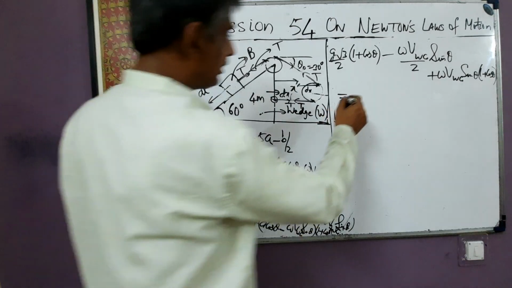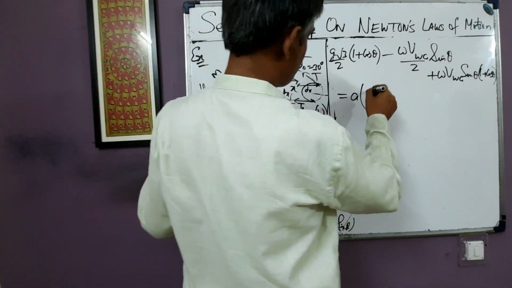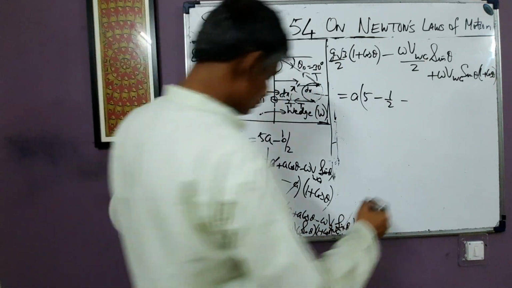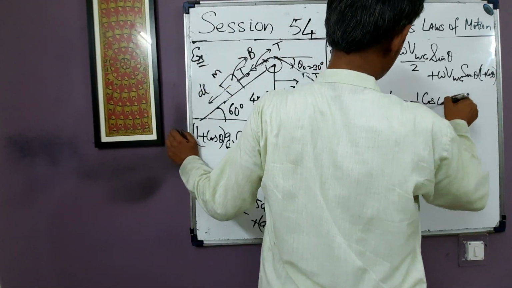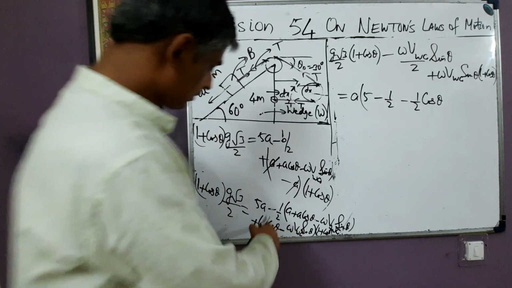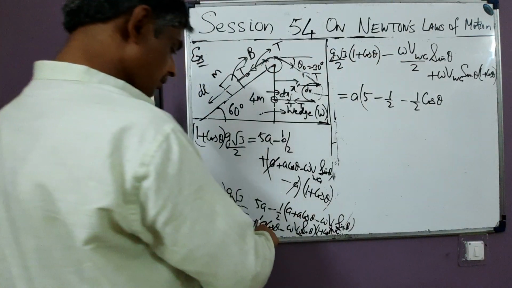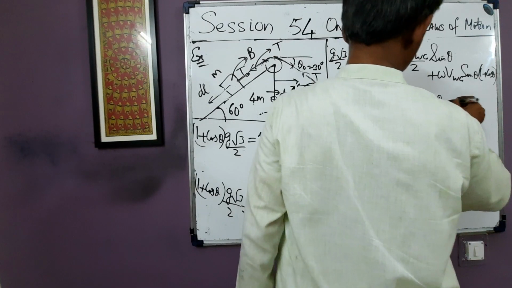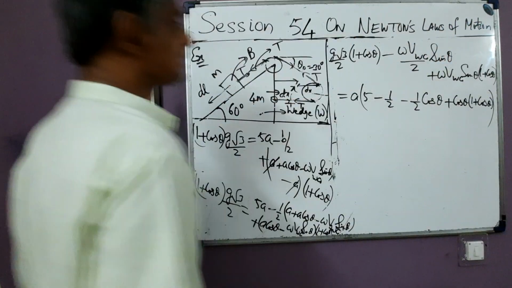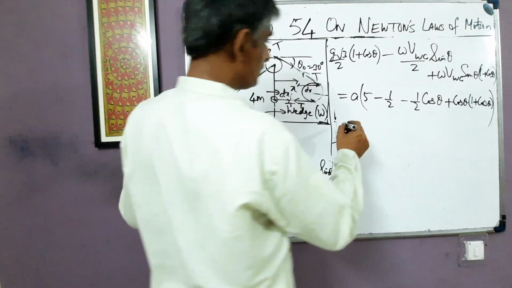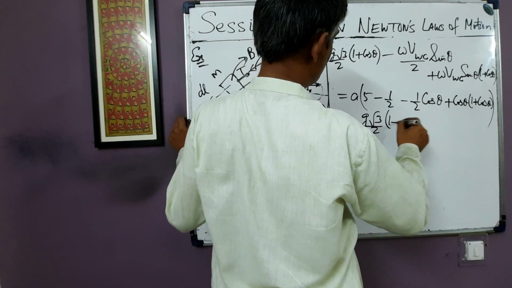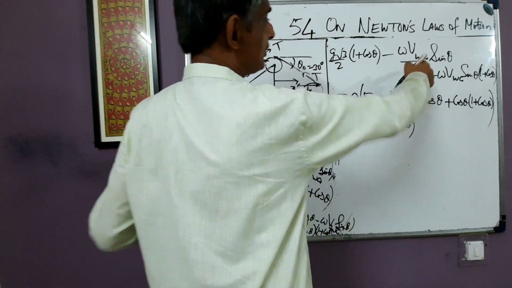containing a on the right side. a I take common. So I get what? 5 minus 1/2 minus 1/2 cos θ. And here also a I take common. This is how much? a cos θ into (1 + cos θ). See, this is the answer for a at an arbitrary time instant. So from this I see that a will be written as what? g√3/2 (1 + cos θ), and this term becomes what?